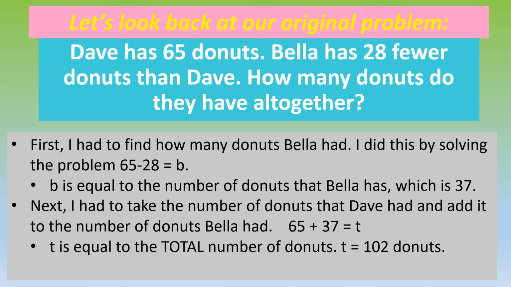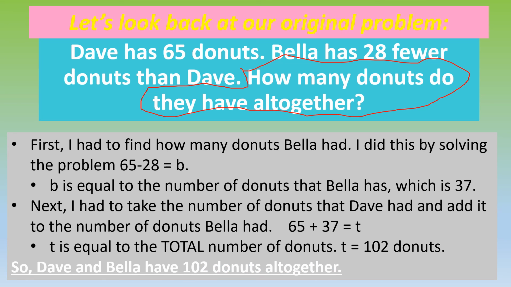But that's only the working. Now, have I answered the question? I'm going to go back to read the question. How many donuts do they have altogether? So if I answer it, then I'm going to say Dave and Bella have 102 donuts altogether. And that's what we need to do. We are lacking this little part where we answer the question in a complete sentence. We are answering the question here. Now, some of you only solve it, but you don't answer the question.